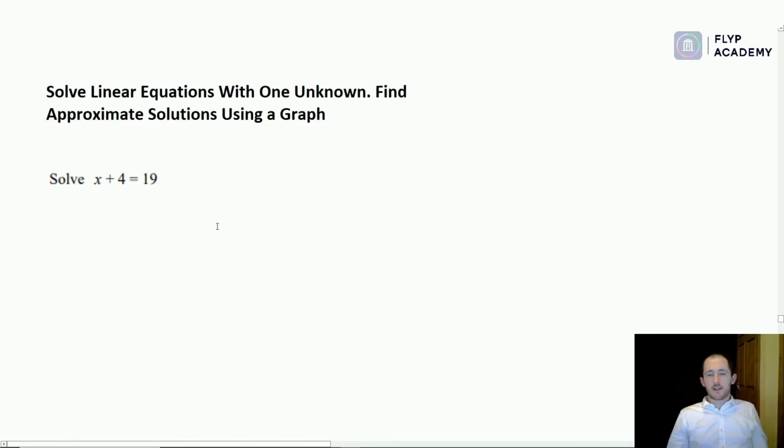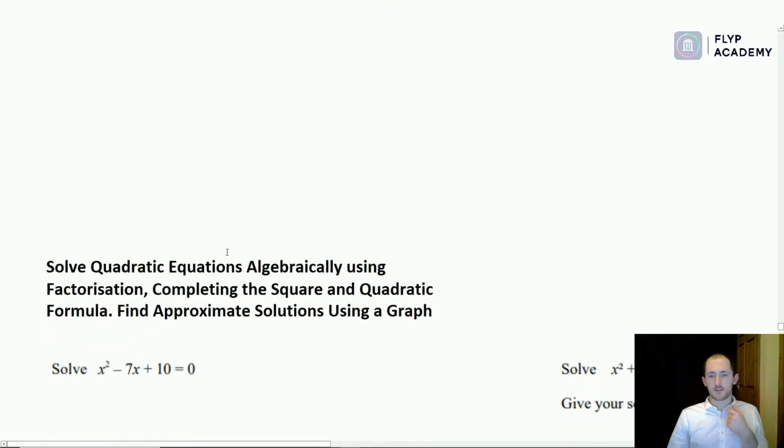Cool. Solving linear equations. Honestly, this should be relatively okay, but let's do a recap. When you solve, you get the letter by itself. So what's stopping the letter from being by itself? Well, it's the 4, minus 4 from both sides, x equals 15, life is good. Okay? You should also be able to use a graph to find those solutions.